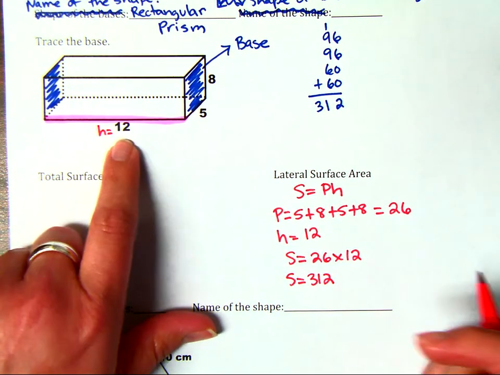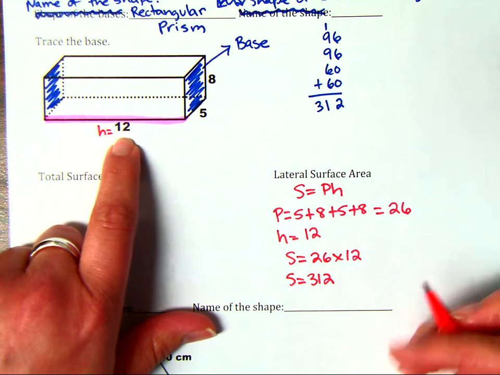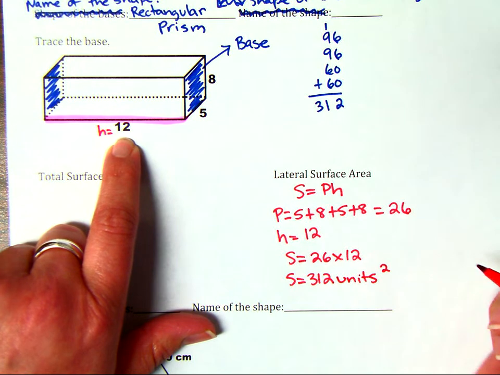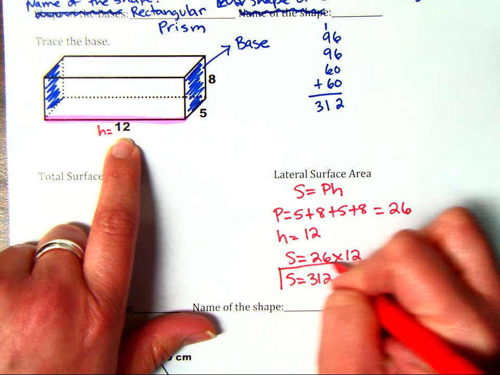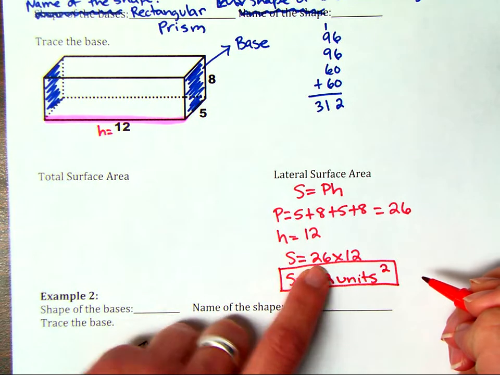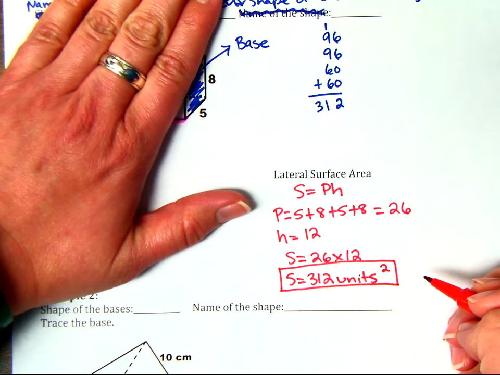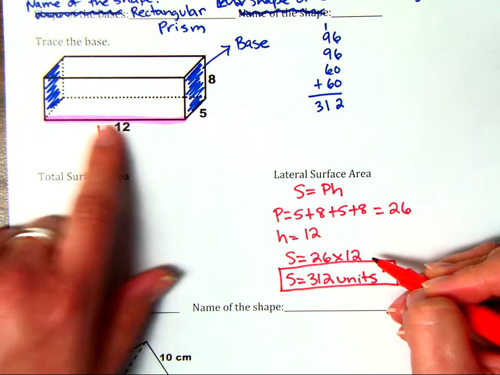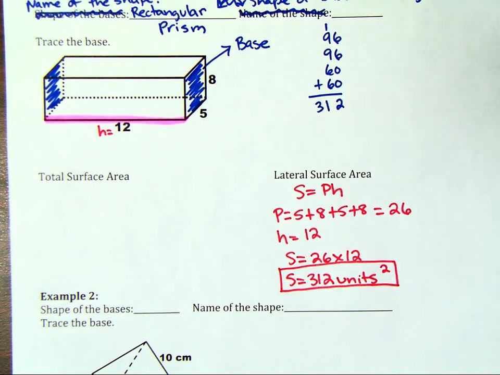This one didn't say if it's centimeters, inches, or feet, so we're just going to say units squared. Because it is area, we're going to take it to the second power. When you add, you just keep your units as that one dimension, but when we multiply, units times units, it's units to the second power.